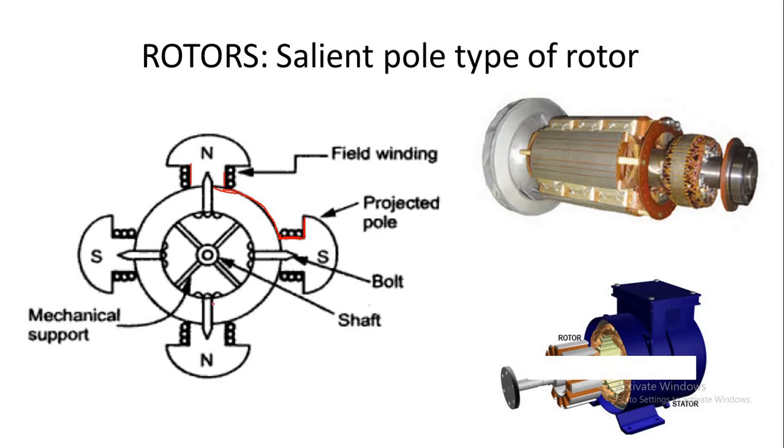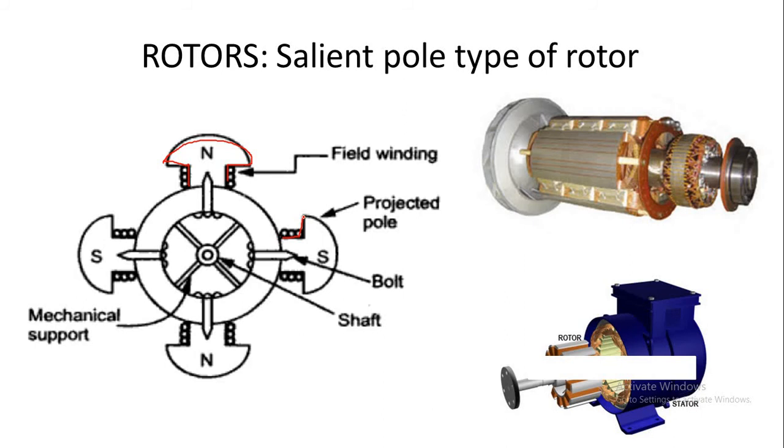And this type of rotor is used in low and medium speed alternators, in the range of 300 to 600 rpm. Also, this type of rotor has a large number of projecting poles, as you are seeing here. These are the large number of projecting poles, where these poles are fixed.